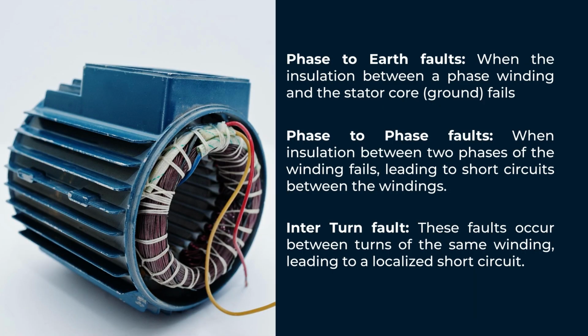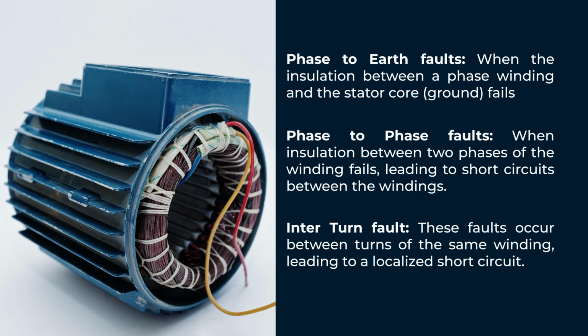Next is, what are the types of faults in a rotating machine. The primary faults in a rotating machine are categorized into stator faults and rotor faults. Stator faults are further categorized into phase-to-phase fault, phase-to-ground fault, and interturn fault. A phase-to-phase fault occurs when insulation between two phases of the winding fails, leading to a short circuit between the windings. This can cause significant damage due to high fault current.